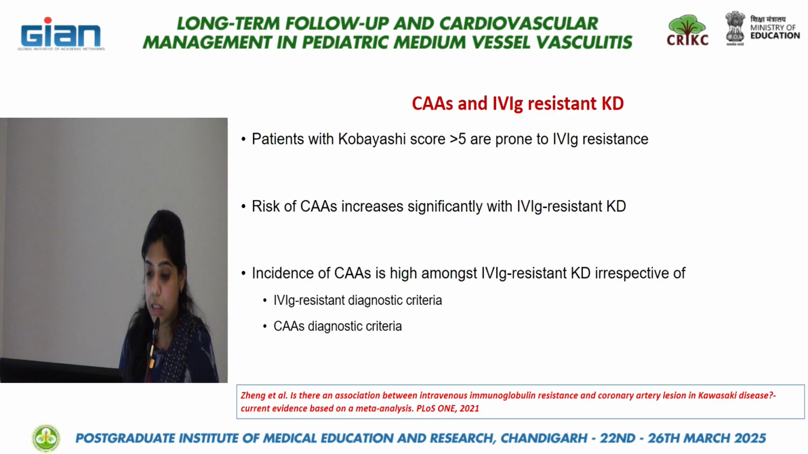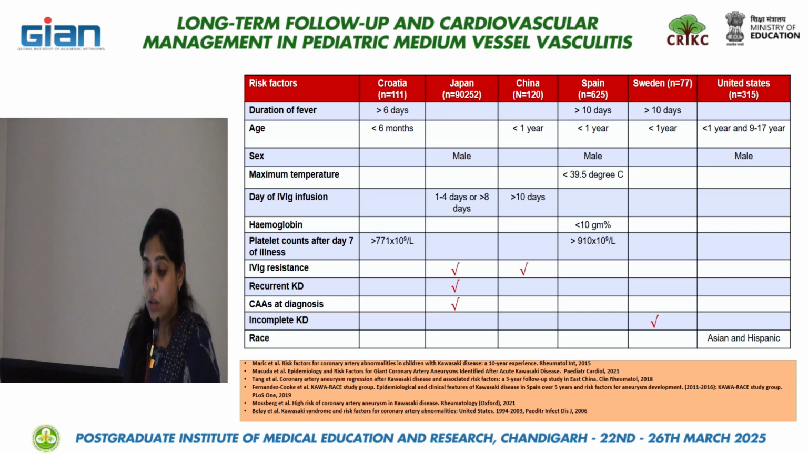But nowadays there are studies coming up which have tried to predict a scoring system for coronary artery abnormality, which I will be discussing in the subsequent slides. So these are studies from various parts of the world, which talk about coronary artery abnormality and the risk factors for it.